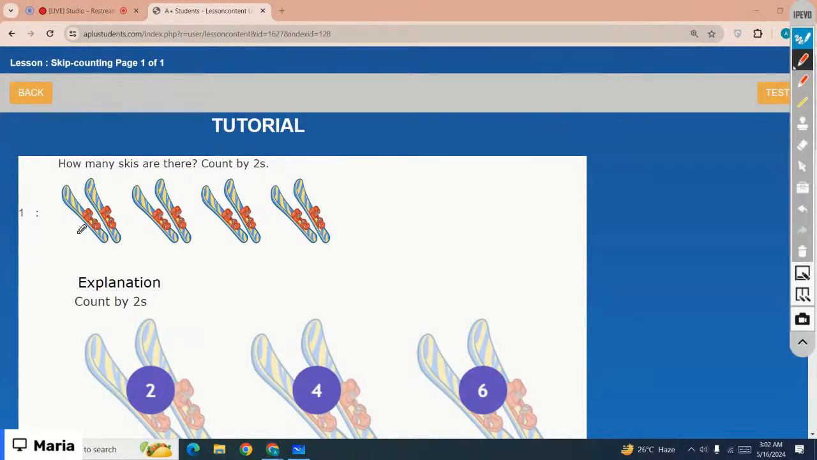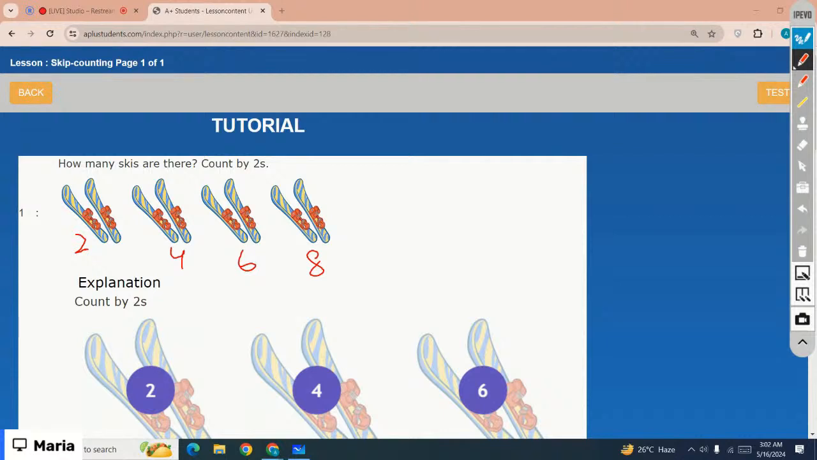You have to add 2 plus 2, 4. The next one is 4 plus 2, 6. The next one is 6 plus 2, 8. For each next number in the counting by twos, you have to add 2 to every number to count the next one, right? So that is 2, 4, 6, and 8. So together they are 8 skis, right?